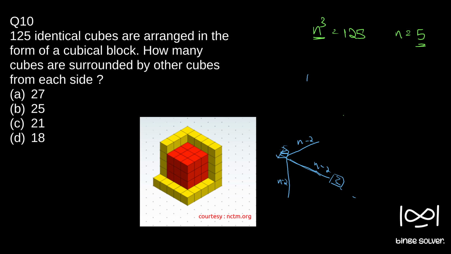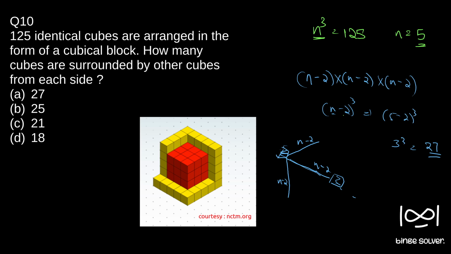And the total will be n minus 2 into n minus 2 into n minus 2, or n minus 2 the whole cube. Here n is nothing but 5. So that implies 5 minus 2 the whole cube. 5 minus 2 is 3, and 3 cube is 27. So here our answer will be 27. If you count the number of cubes in this red cube, you will get 27.